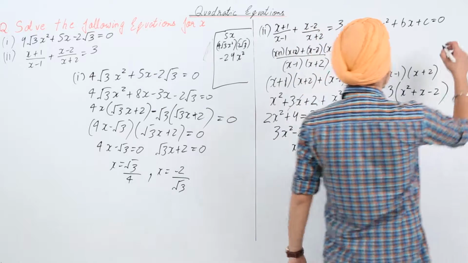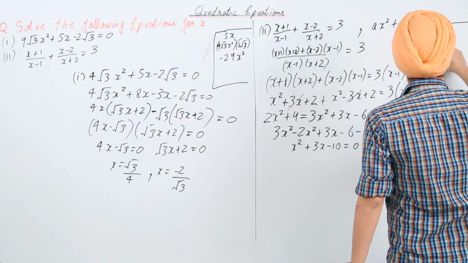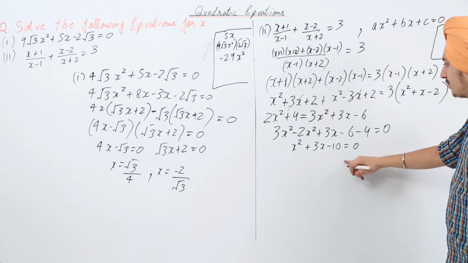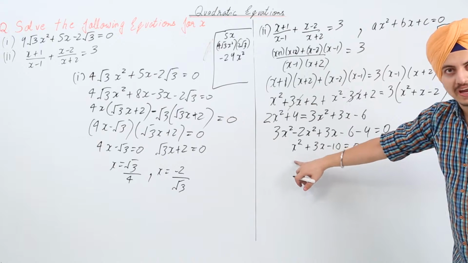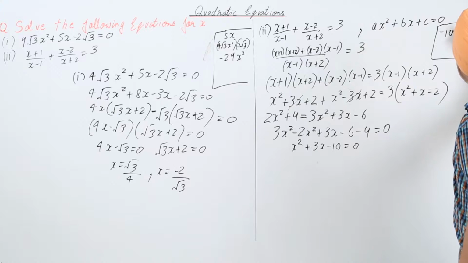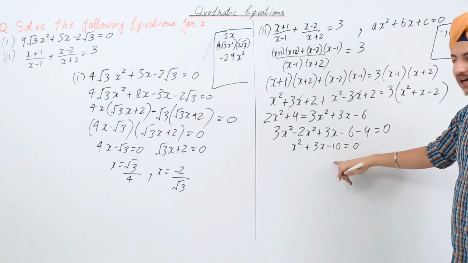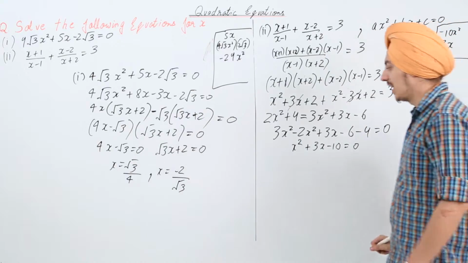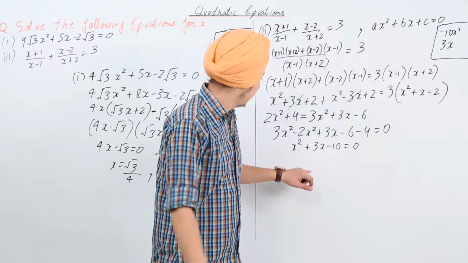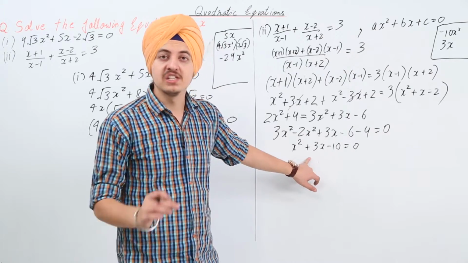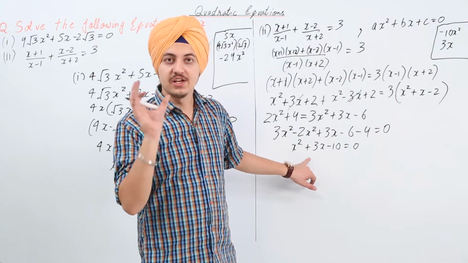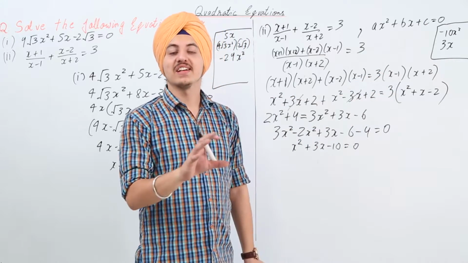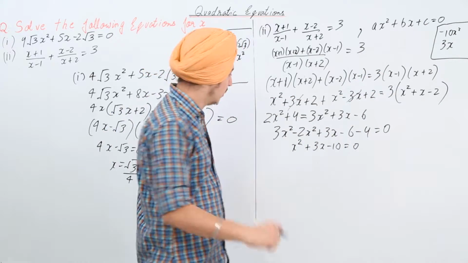Now again in the rough, what we have to do is split the middle term in such a way that the product is equal to minus 10 into x square. So that is minus 10x square, this is the product, and the sum is equal to 3x. So how do we do that? We split the middle term into 5x minus 2x. So 5x into minus 2x is equal to minus 10x square, and 5x minus 2x is equal to 3x.